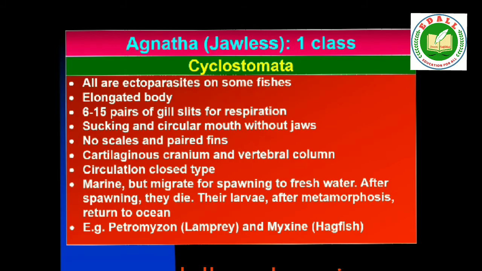First, let us discuss class Cyclostomata. All living members of the class Cyclostomata are ectoparasites on some fishes. They have an elongated body bearing 6-15 pairs of gill slits for respiration.